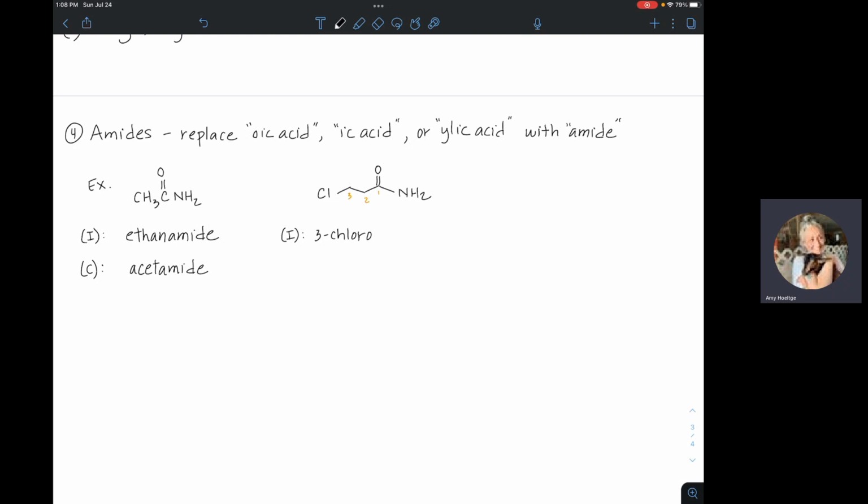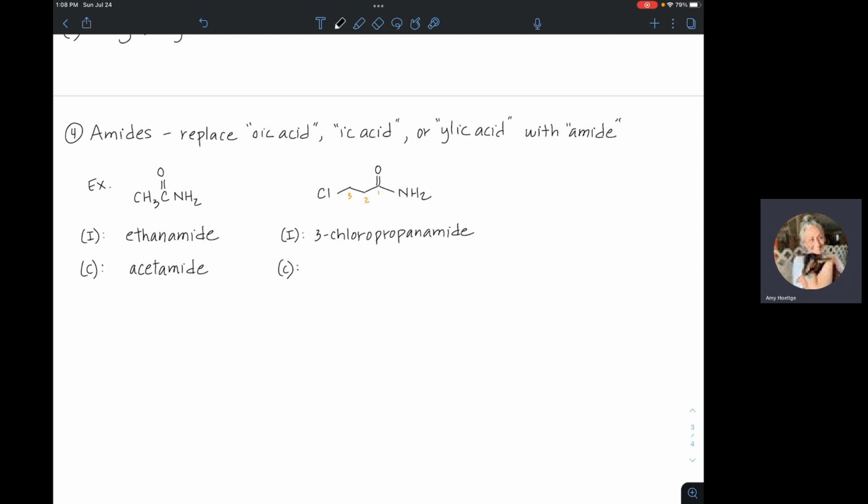So what would that have been? It would have been propanoic acid, right? If it was IUPAC nomenclature. So we're going to take away oic acid and add the word amide. So this is all one word here. Propanamide. Or propanamide, whatever you want to call it.